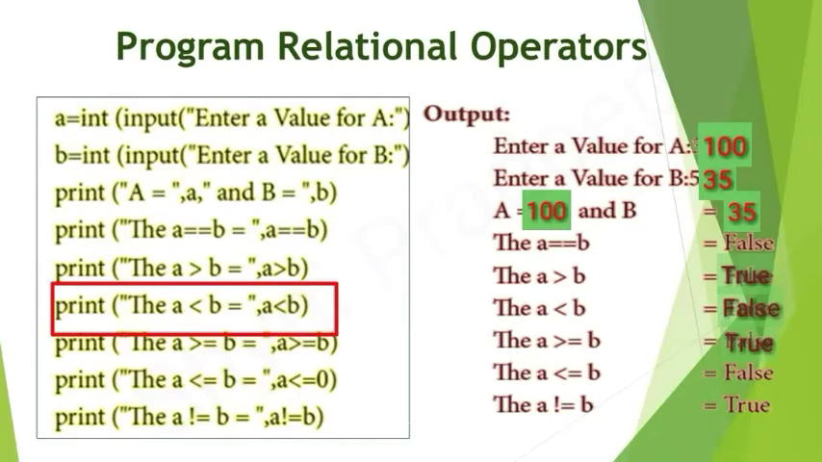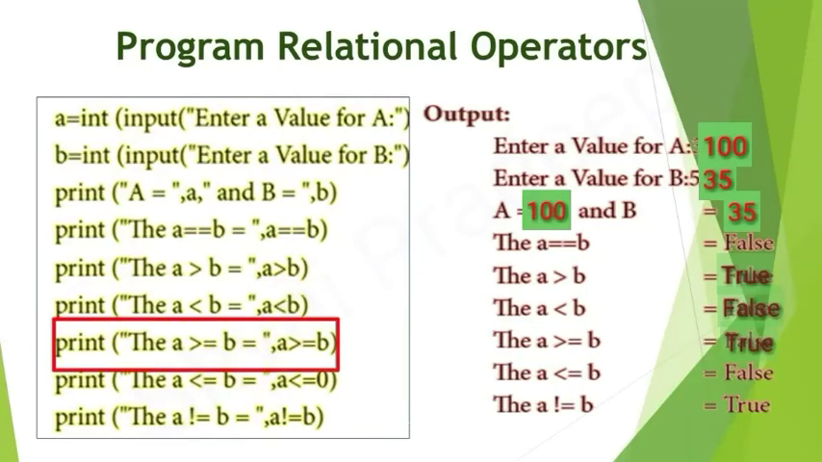Next print a is less than b and compare these two values, a and b. Okay, here given 100 is less than 35. 100 is less than 35 is true or false? False. Okay, so it returns the result false. Next print a is greater than or equal to b. So compare these two values, a and b. Here given 100 is greater than or equal to 35. Here 100 is not equal to 35, but 100 is greater than 35. So it is true. Okay, because it is greater than 35.